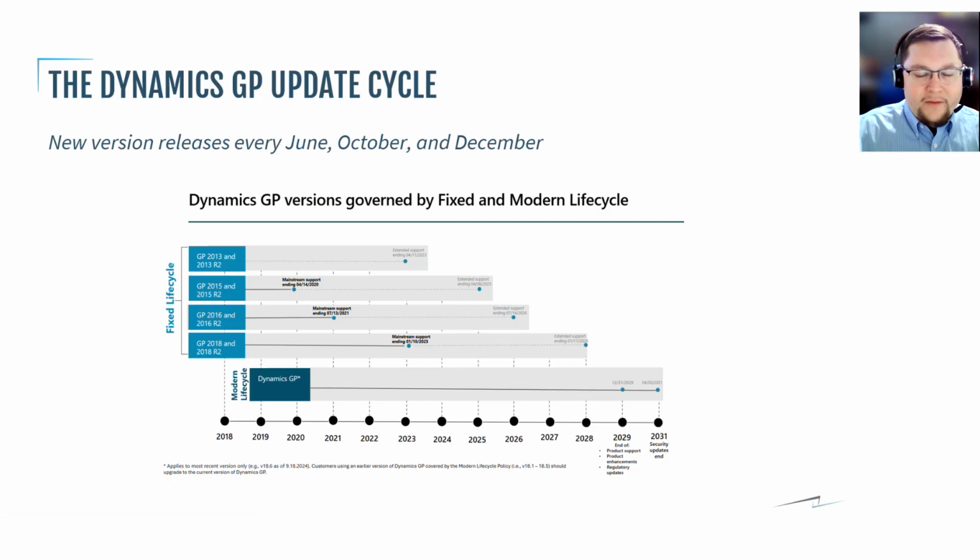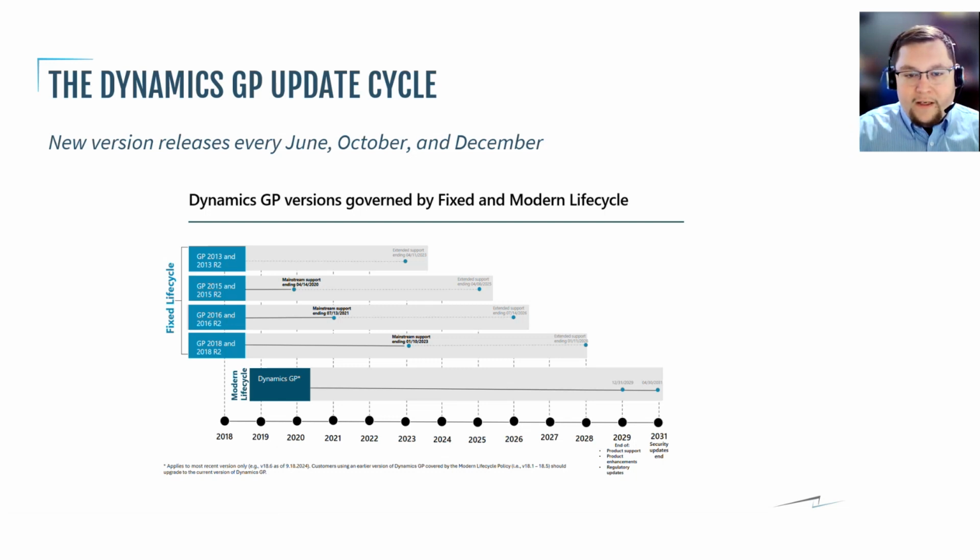Our first topic here is about the Dynamics GP update cycle, and I'm sure a lot of folks have already seen this or are aware of it, but it's important to look at. So Dynamics GP releases 3 updates a year. Sometimes it's more. The main one that we'll see is in October. That's the big update release that happens each year where we're going to see the most changes and the most improvements come out.